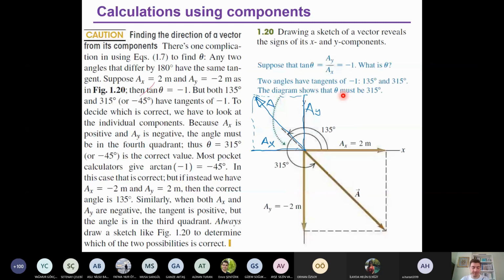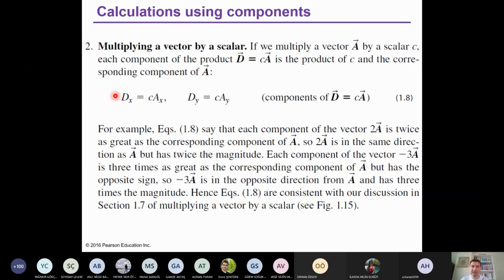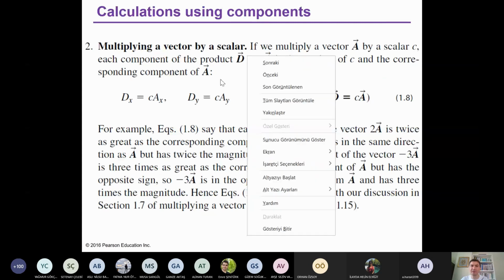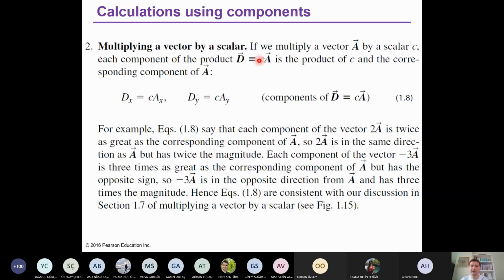Okay, thank you. So another property of the components: how to multiply a vector by a scalar. We have already discussed this one during the last lecture. Here we have a vector a, and I multiply this a vector with c, a scalar number, for example 2 or 3 or 5 or 1.5, okay? So the result will be another vector, and this vector will be c times larger than the initial a vector, right? We have discussed this one during the last lecture.